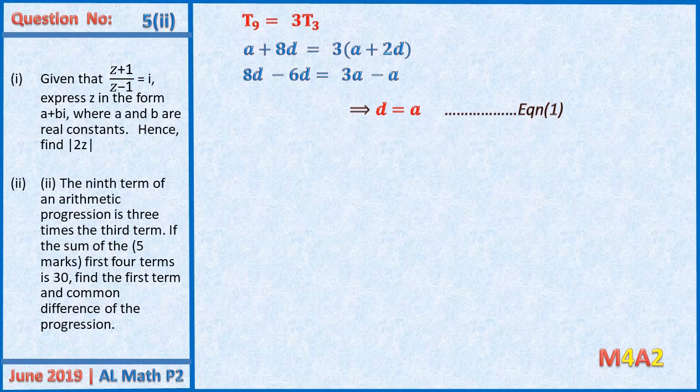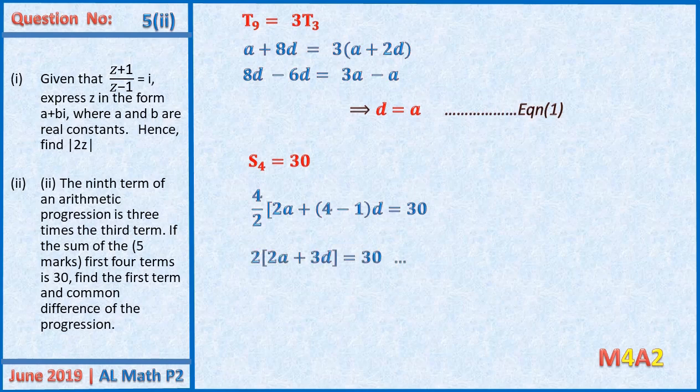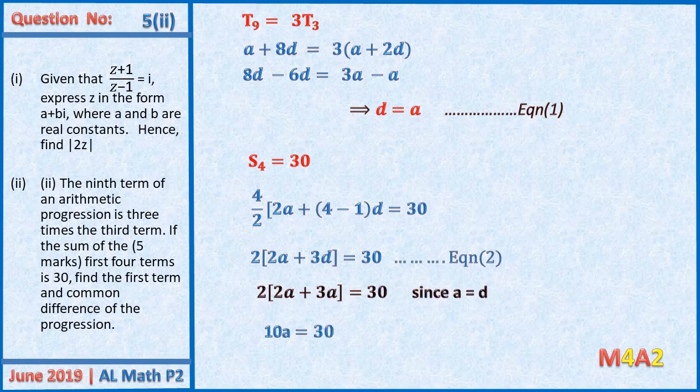So the sum of the first four terms is 30, and this actually gives us now 4 over 2 into (2a + (n − 1)d) equals 30. And when we simplify, since a equals d, we will have 10a equal to 30, and our a is equal to 3. Since a is equal to d, we have d as well equal to 3. Those are the values of a and d.